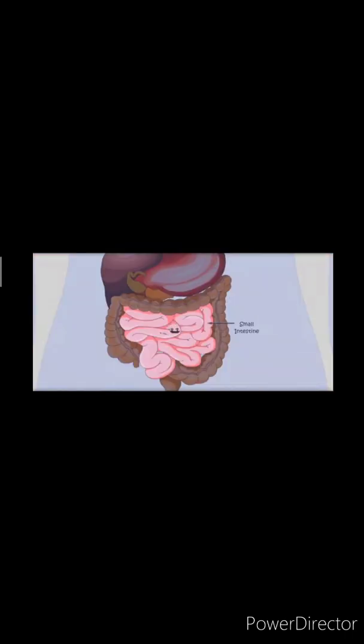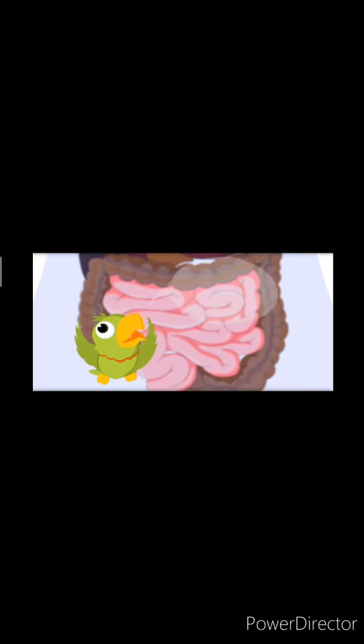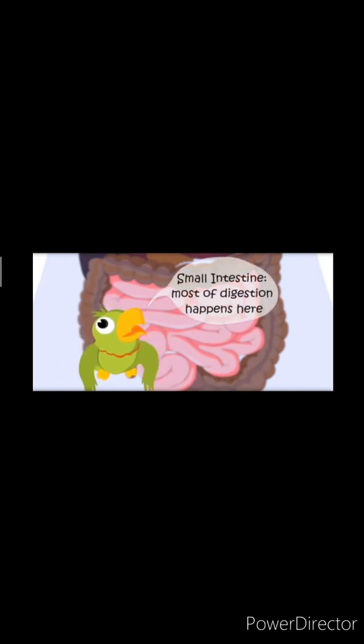Now they reach the small intestine. The small intestine absorbs all the important nutrients from the food and mixes them with the blood. You know students, most of the digestion of our food happens in the small intestine. Yes, small intestine, most of the digestion happens here.